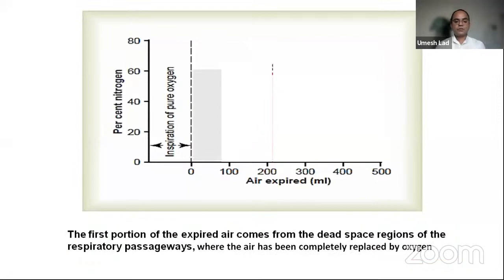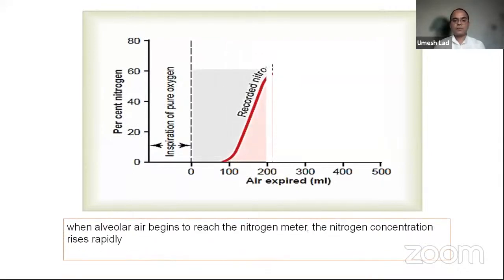Here, the first portion of the expired air comes from the dead space region of the respiratory passageways, where air has been completely replaced by the oxygen. In the next phase, the mixed air in the alveolus will come out. When alveolar air begins to reach the nitrogen meter, the nitrogen concentration rapidly rises, because normal air also has around 70 to 71% nitrogen, a major gas which can be measured.